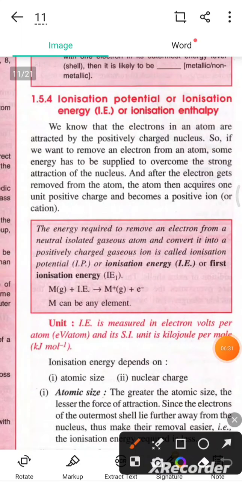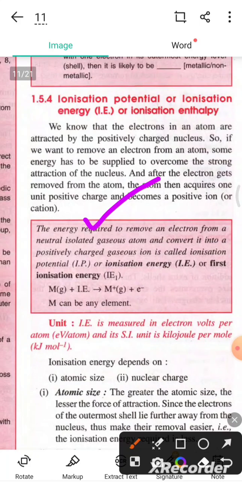So see here students, first we will see the definition of ionization potential. The energy required to remove an electron from a neutral isolated gaseous atom and convert it into a positively charged gaseous ion is called ionization potential. After removing the electron, it will convert into a cation, that is a positively charged ion. That is called ionization energy or ionization potential.